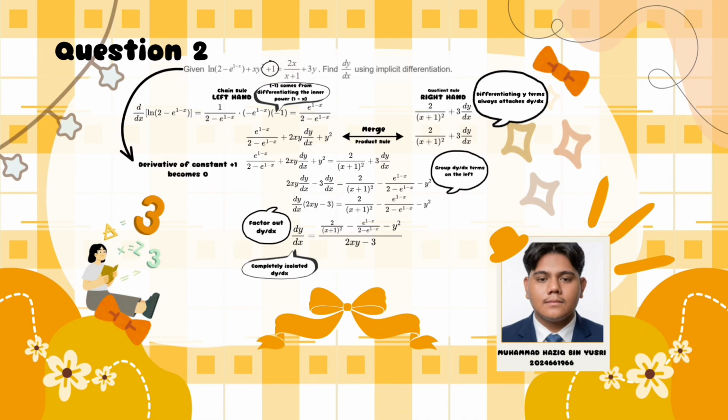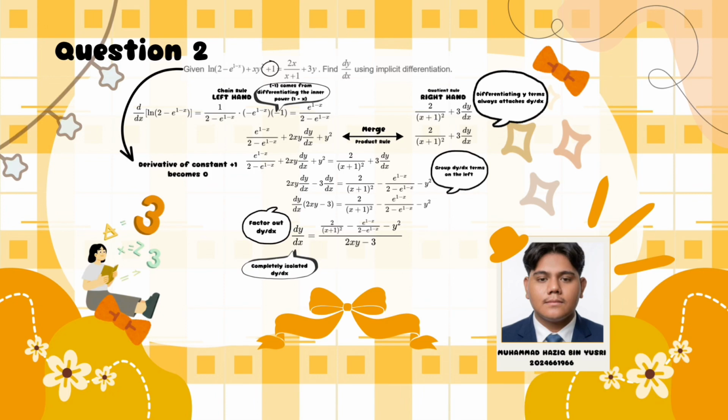And then for the right side, there's a fraction, so I use the quotient rule. Applying that formula gives me 2 over (x plus 1) to the power of 2, which is also just a quick reminder for the plus 3y term. Whenever I differentiate a term with a y in it, I always have to attach a dy per dx next to it, so that's why it becomes plus 3 dy per dx.